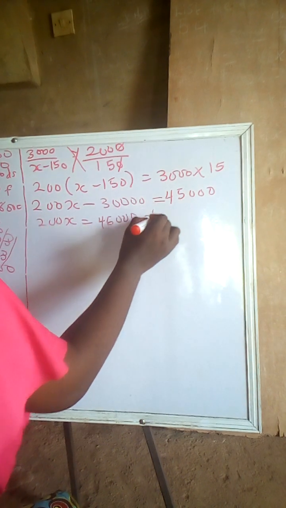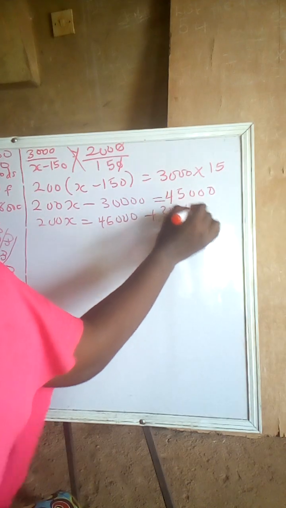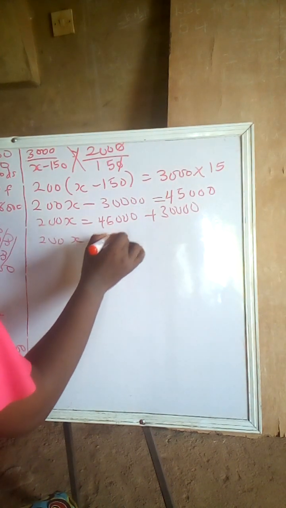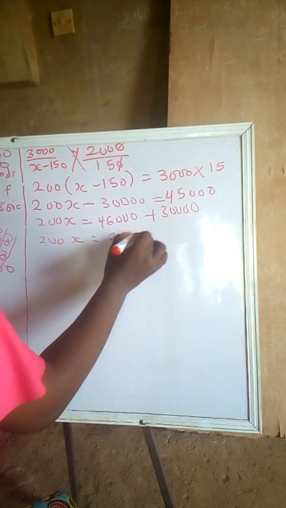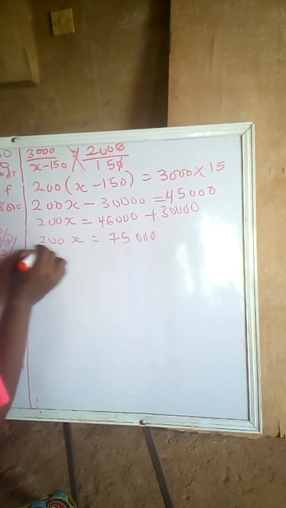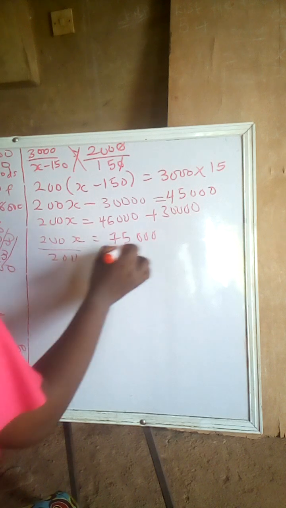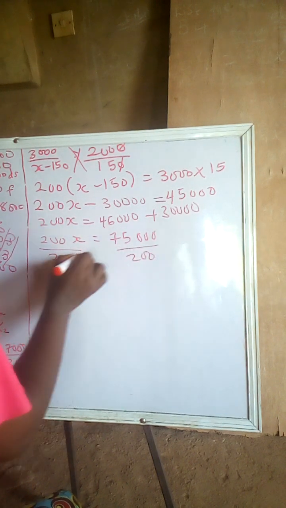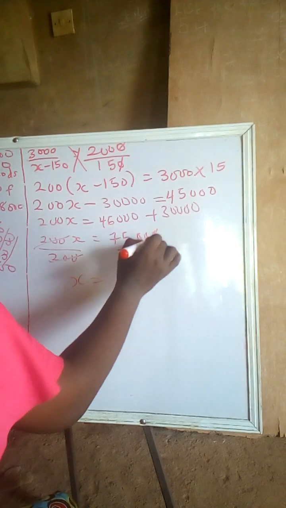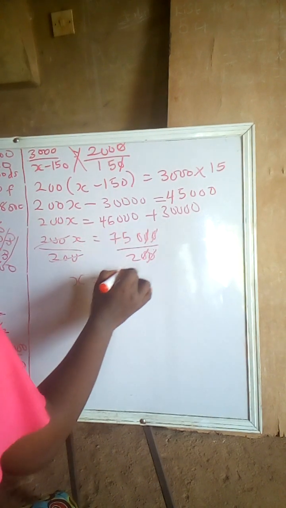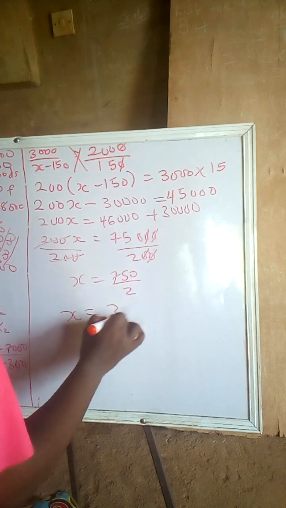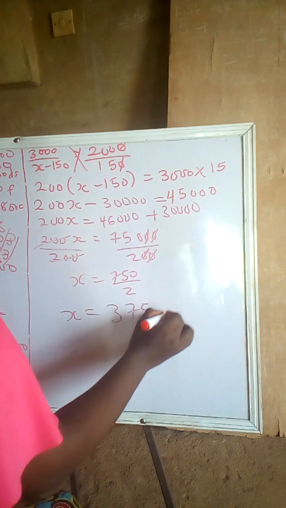This 30,000 coming here, so 200x equals 75,000. Divide both sides by 200 to solve for x. x equals, 0 cancels 0, that's 750 divided by 2. x equals 375 units.